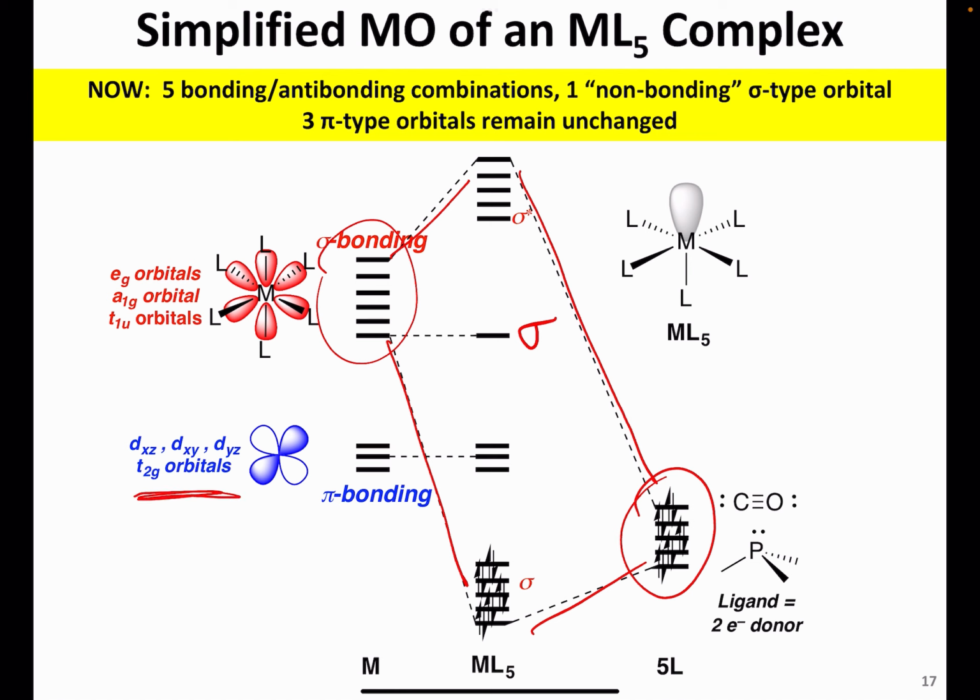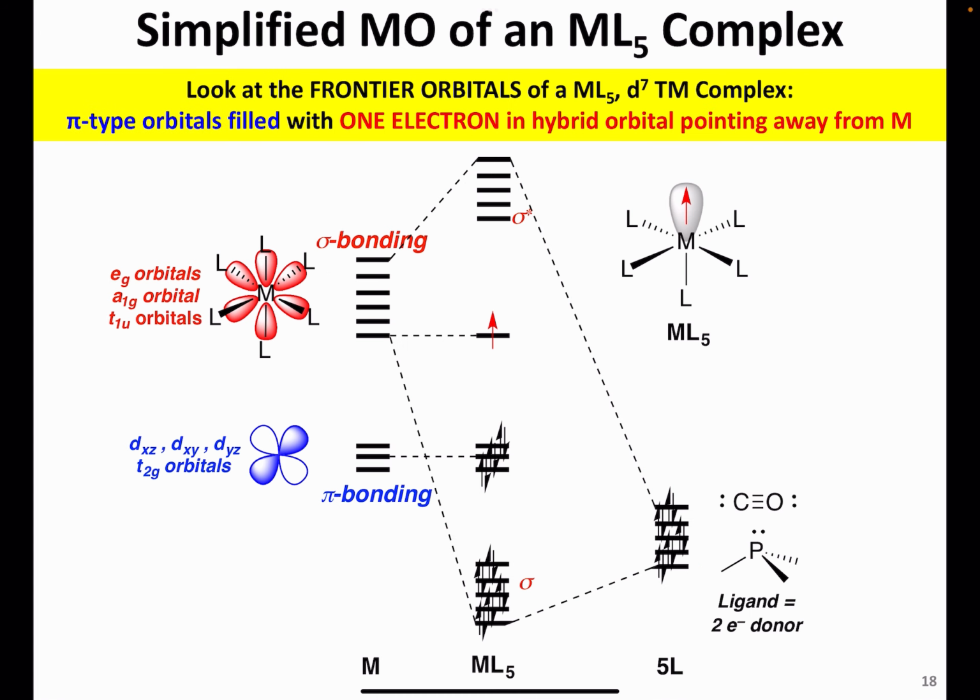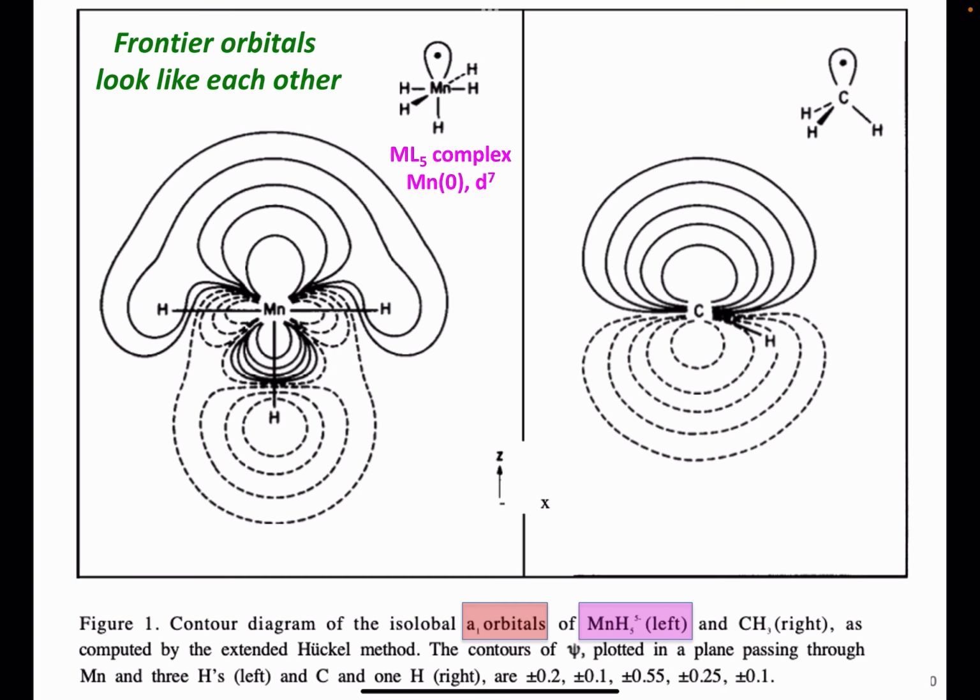Okay, well, we have now this ML5 fragment. Let's say it's a d7 fragment. Well, if it's a d7 fragment, the pi bonding orbitals are completely filled. However, the non-bonding sigma type orbital now has 1 unpaired electron in it. Well, notice that you have now 1 unpaired electron in a sigma type orbital. Well, isn't that really strikingly similar to the methyl radical? And in fact, it is. The d7 ML5 transition metal fragment is isolobal with the methyl radical.